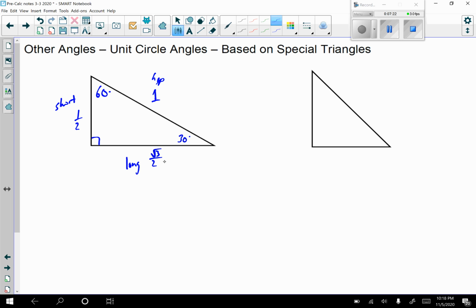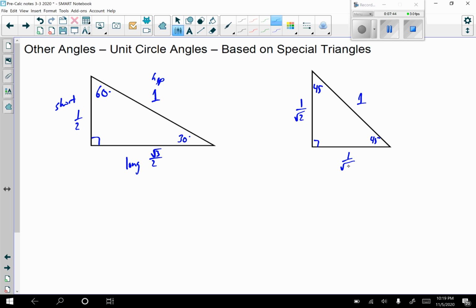Same thing with the other one. The other one was the 45, 45, 90 triangle, isosceles. And what happens if its hypotenuse is 1? Remember, going backwards, this is an x, x, and x√2 triangle. So we have to divide this by √2. That means the legs are 1 divided by √2. I'm just going to leave it that way, not even rationalize.